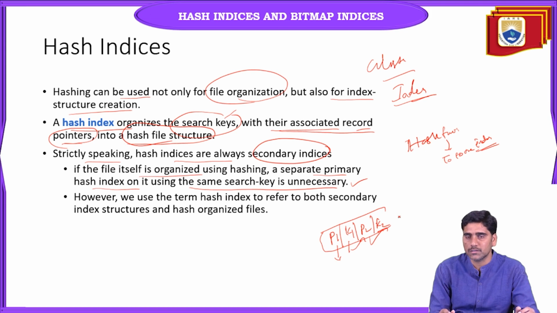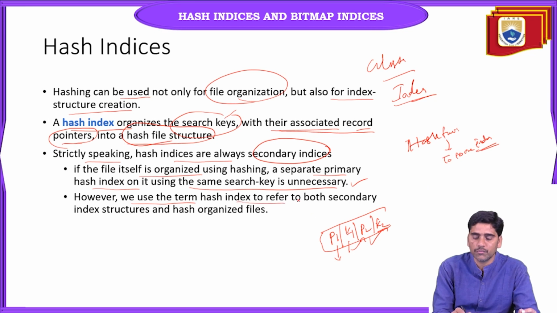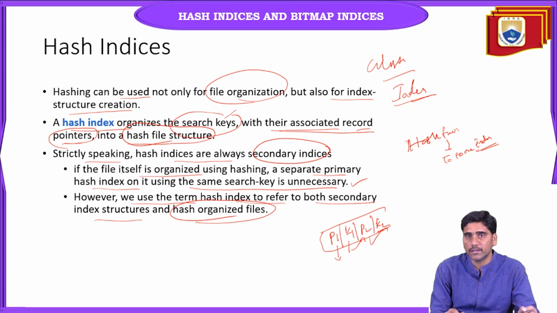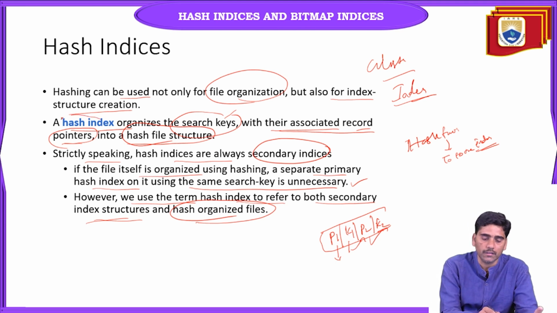You can use different search keys for different indexes, different secondary indexes, different primary indexes. For file organization and file retrieval, we can use primary hash indexes or secondary hash indexes, but we should not use the same search key for all the indexes. However, we use the term hash index to refer to both secondary index structures and hash organized files. This is what we have to understand about what is meant by hash index. Hashing is used for file organization and for index structure creation, but how the structure is created and how the search key values are paired with the pointers is what a hash index is.